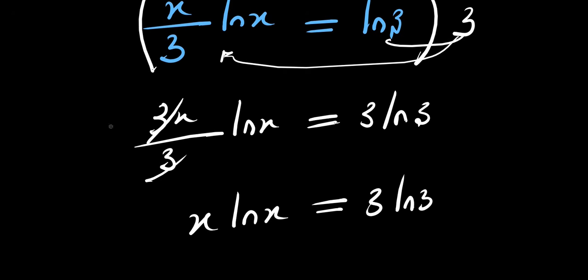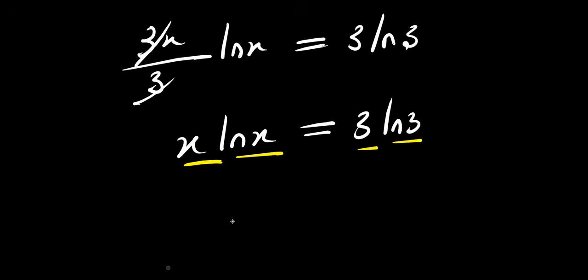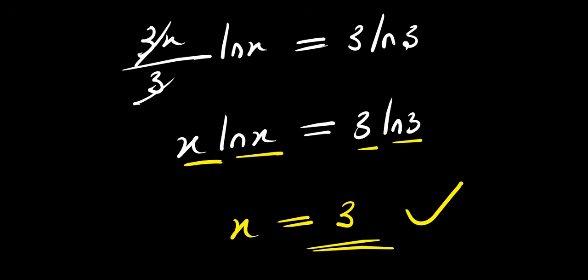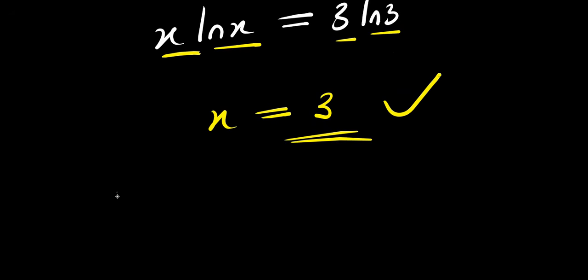log of 3. We can compare x to 3, natural log of x to natural log of 3. So that means we have our x equals 3. Have you seen it? Because we have x ln of x equals 3 ln of 3. That means x is 3 by comparison. That is not all. We are solving for t.